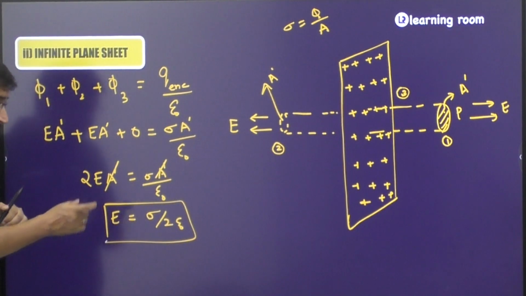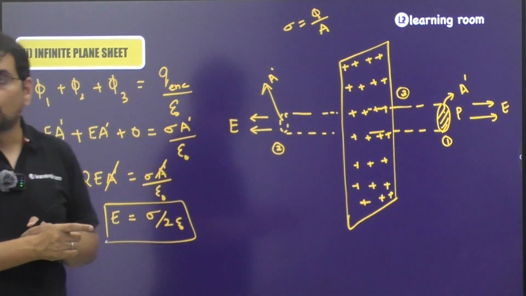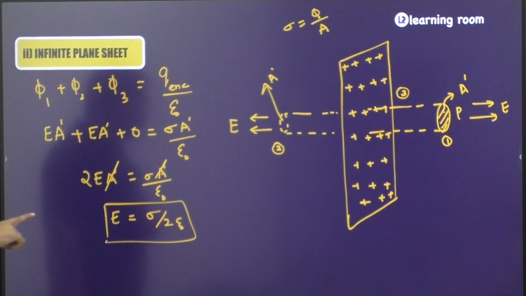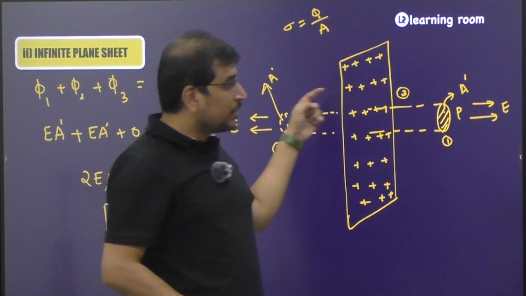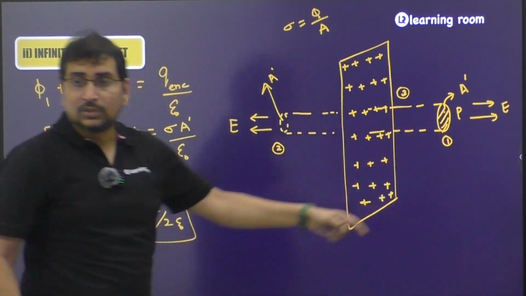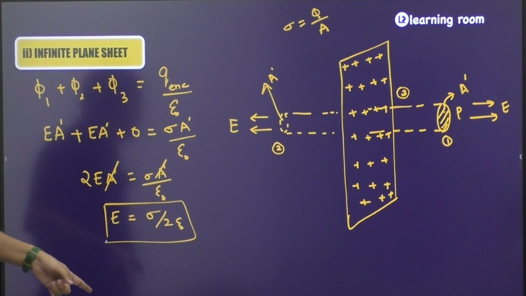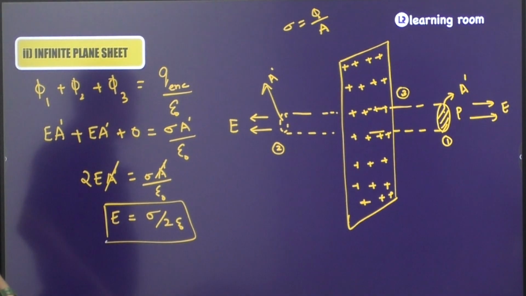and the point to be noted here is this is the value of electric field due to one side of the sheet. This is not the total electric field. This side of the sheet is producing a value of E whose value is sigma divided by 2 epsilon naught. The other side will produce the same value, which is sigma by 2 epsilon naught.